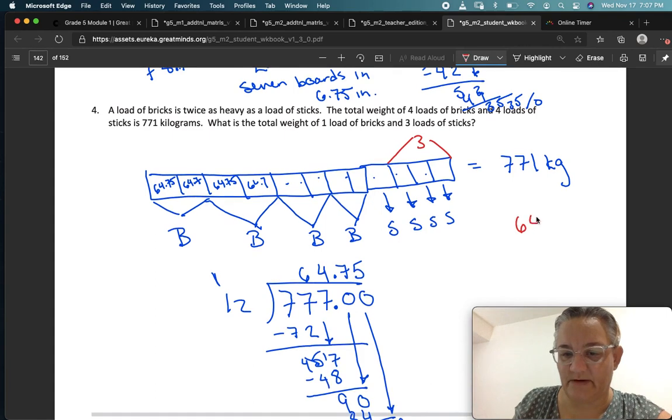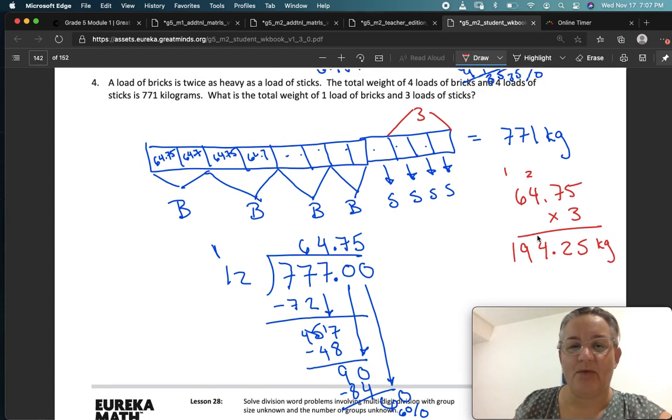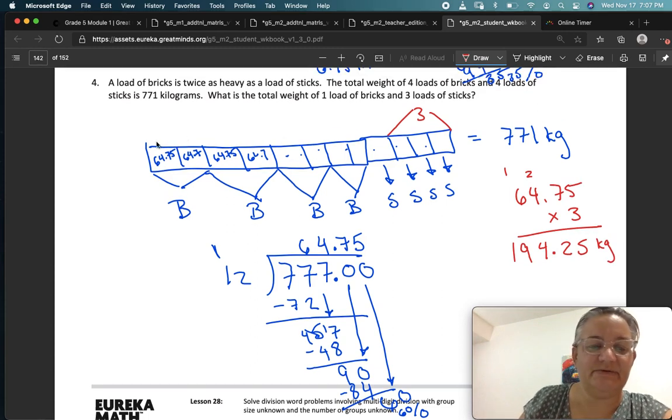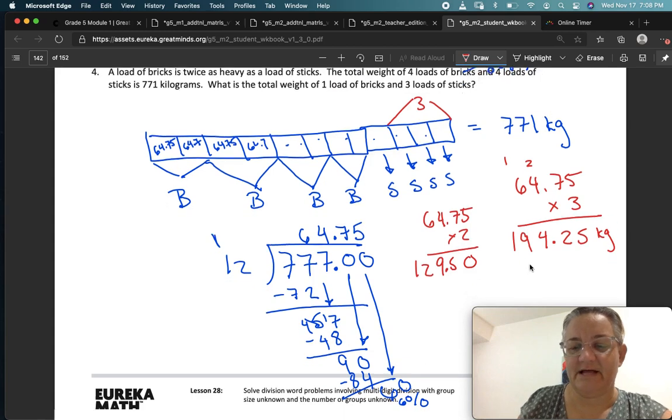So 64.75 times 3 is 15, 21, 22, carry the 2, 12, 13, 14, carry the 1, 18, 19, is 194.25 kilograms. And 1 load of bricks is 2 of these together, so you can either add or multiply by 2. I'm just going to multiply by 2. 10, 14, 15, carry the 1 is 9, and 12 is 129.50.